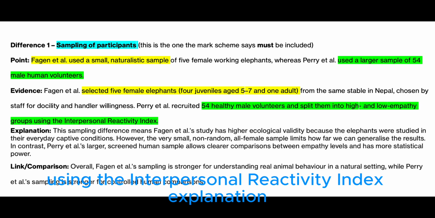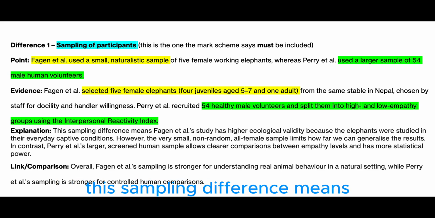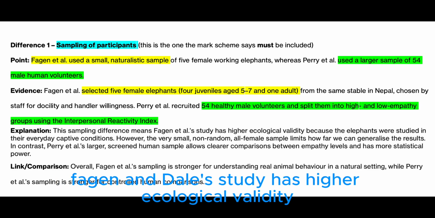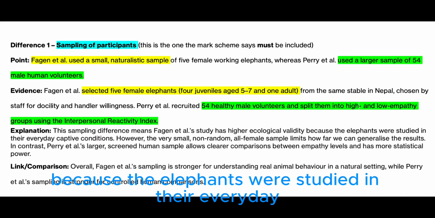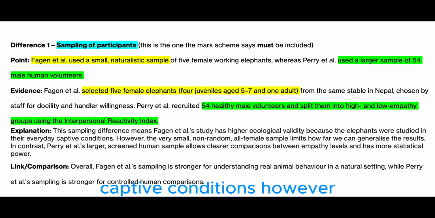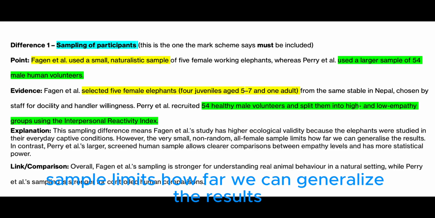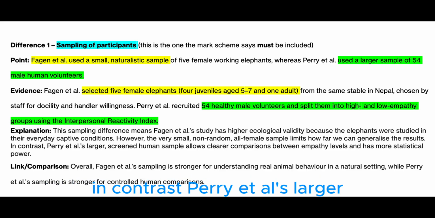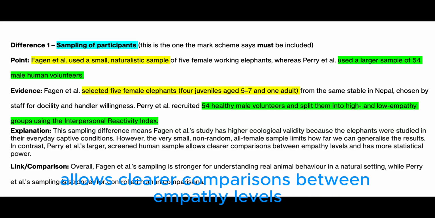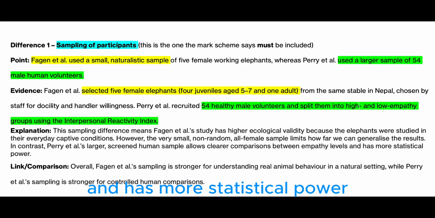Explanation: this sampling difference means Fagen et al.'s study has higher ecological validity because the elephants were studied in their everyday captive conditions. However, the very small, non-random, all-female sample limits how far we can generalize the results. In contrast, Perry et al.'s larger screened human sample allows clearer comparisons between empathy levels and has more statistical power.